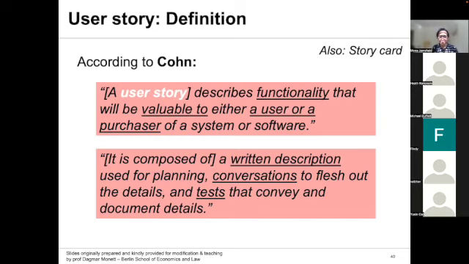So here it says that they are composed of a written description, which is used for planning. And then there are conversations which are fleshed out of that description, right? That conversation can be like an acceptance criteria that you want.